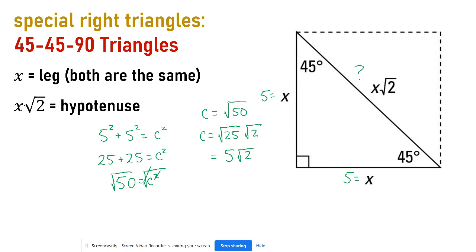So it works for 5, and it would work for any number. And the nice thing about this is if you didn't catch all that, you don't really need to worry about it, because for any number, all you have to do to go from one of the sides to the hypotenuse is take that side and multiply it by the square root of 2. So whatever number you have for x, just stick square root of 2 after it, and that's going to tell you the hypotenuse. But let's go ahead and look at a few examples of these.